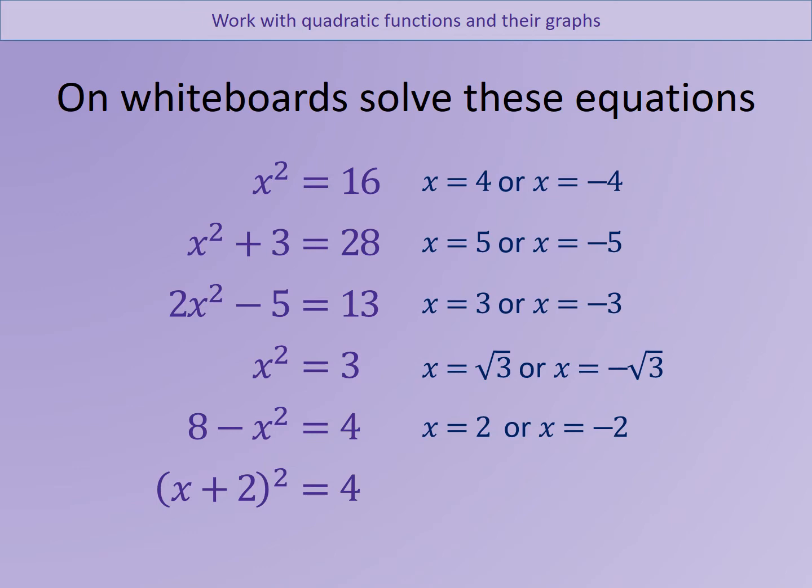Very tempting to multiply out the brackets in this question, but there really is no need to do that. The most efficient way is to take the square root of both sides first, which would leave us with x plus 2 equals plus or minus 2, and then we would take away 2 from both of those answers to leave us with x is 0 or minus 4.